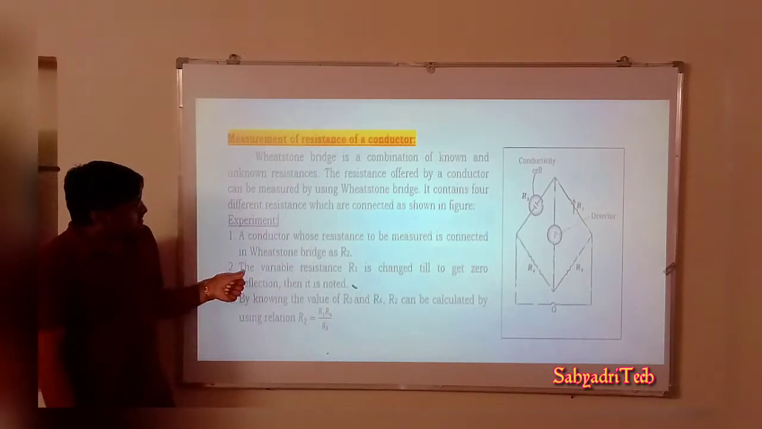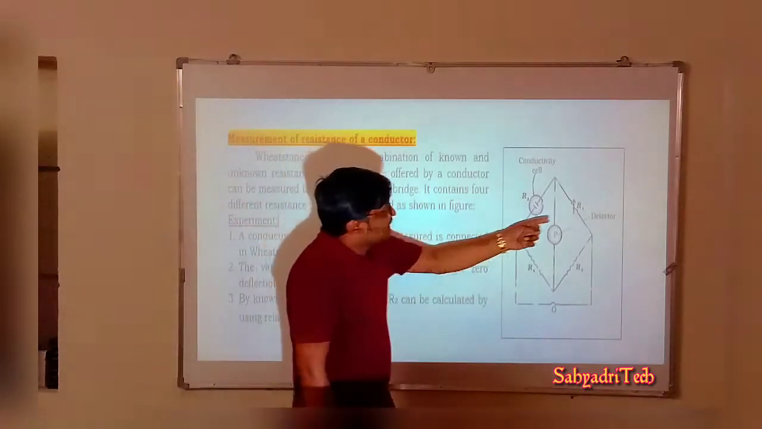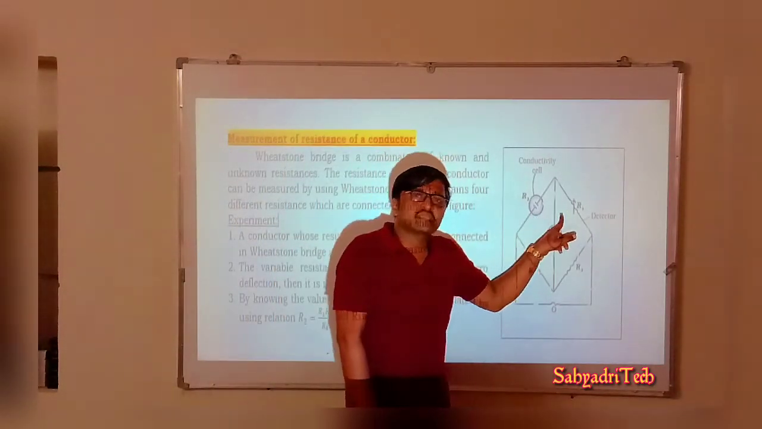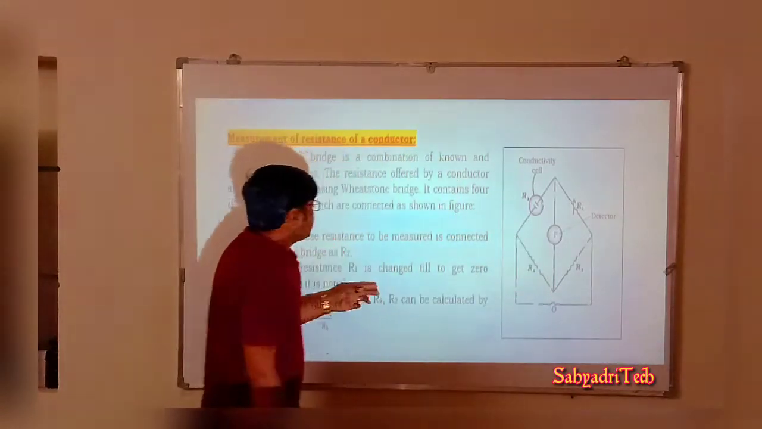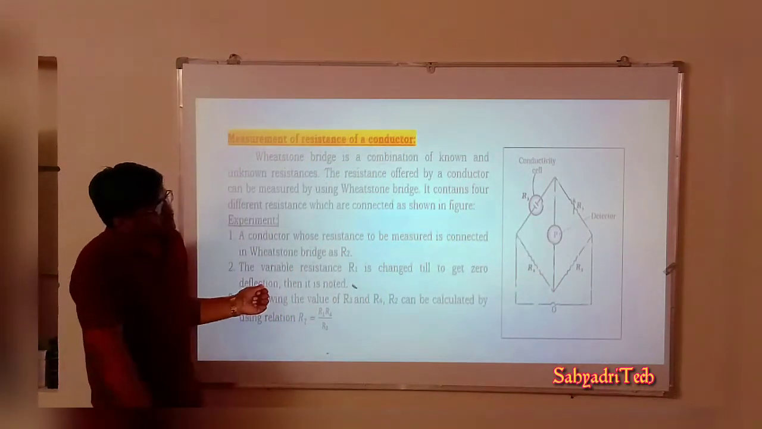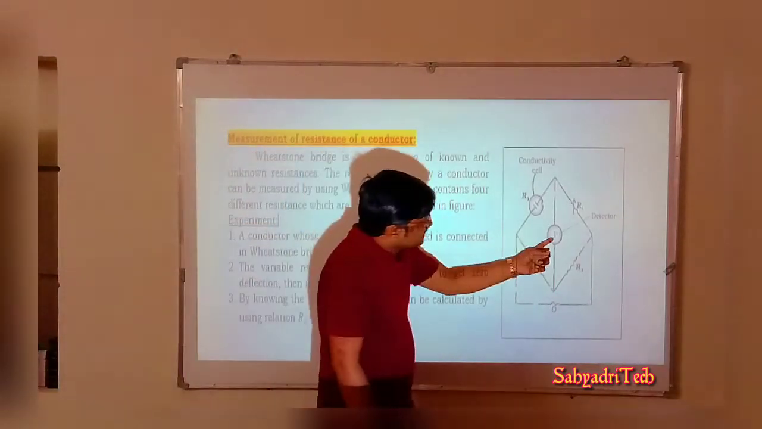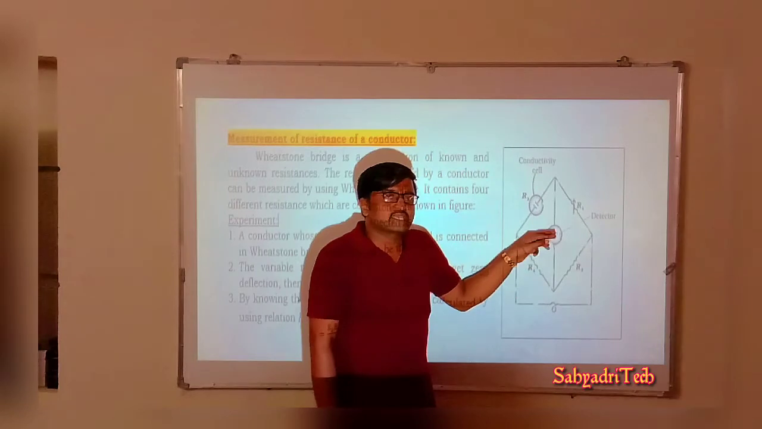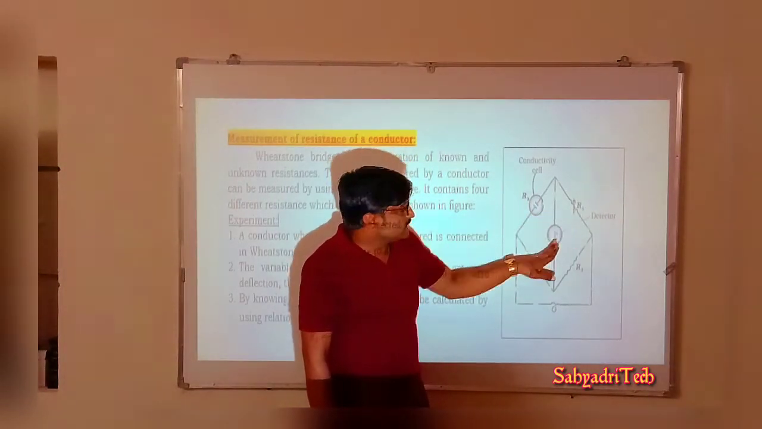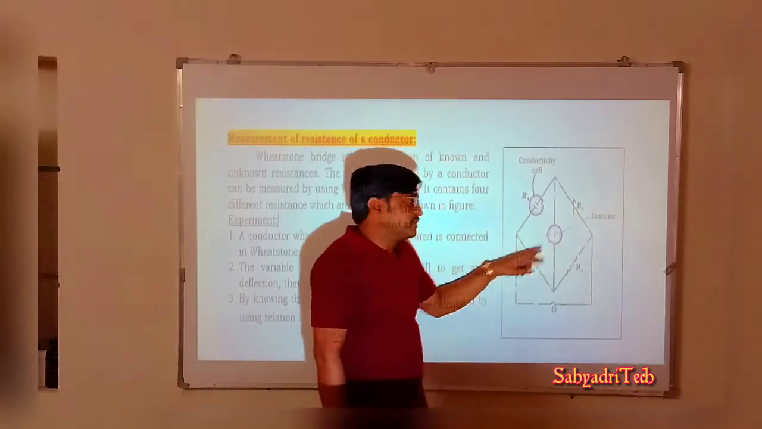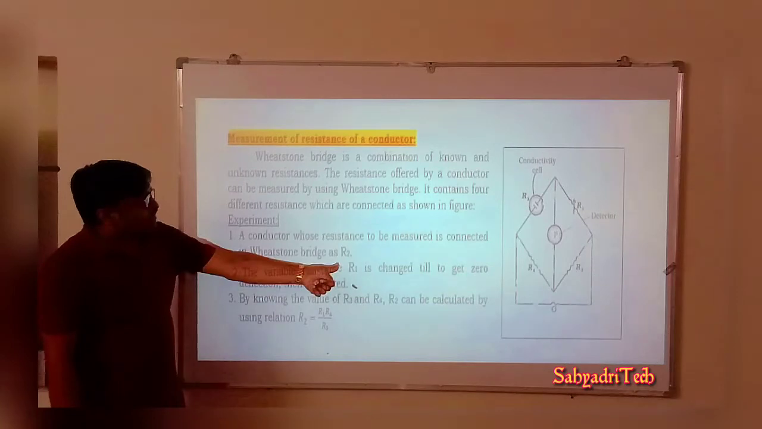And second thing, the variable resistance R1 is changed. So here R1, as I said, is a variable resistance. We have to change R1 continuously till we get zero deflection in the galvanometer. Whatever the detector we said here, we are going to place a galvanometer. We have to change R1 till we get zero deflection in the galvanometer, then that R1 is noted down.